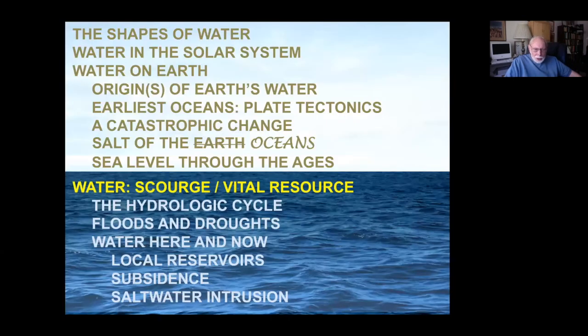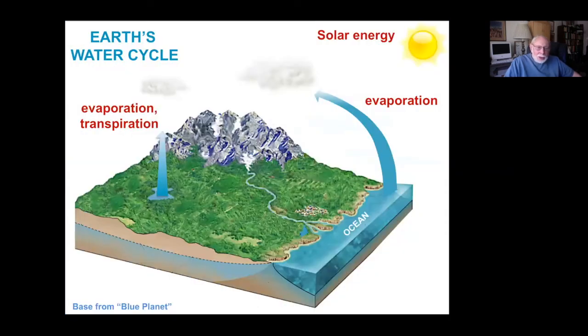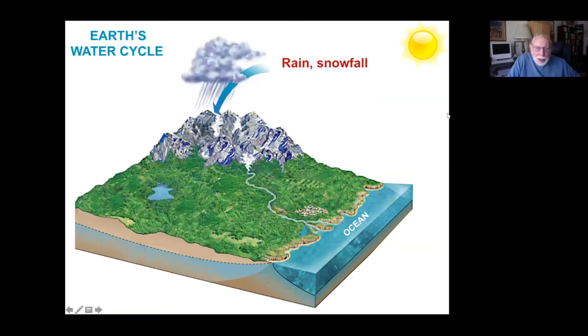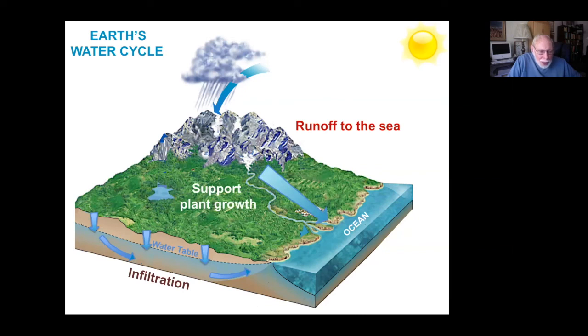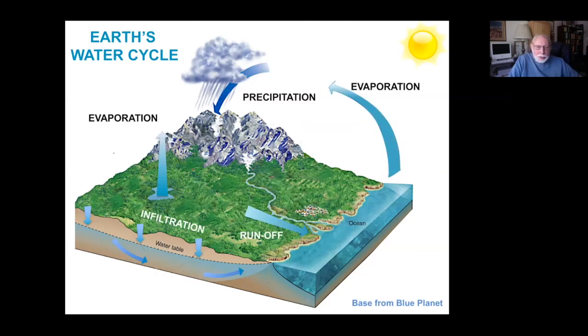So water can be a scourge, but also a vital resource. And we'll look a bit at the hydrologic cycle because this really determines how much water we get. Water evaporates, goes into the atmosphere, comes up from plants, then comes back to the earth in rain and snowfall. That supports the plant growth. It infiltrates into the ground and flows back into the ocean, and the cycle just repeats itself.